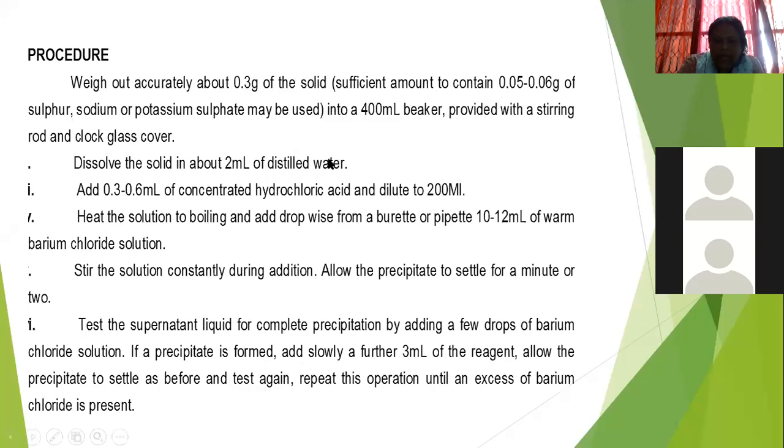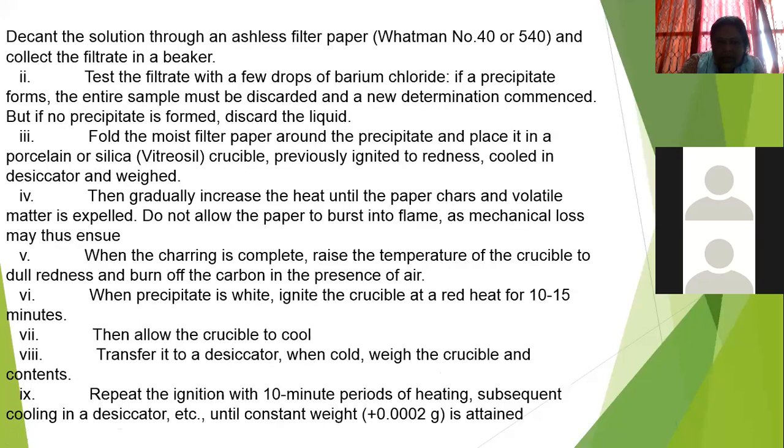Then what? Once all the sulfate is precipitated out, you filter it through the ashless filter paper, and then take out the moist filter paper. Then you will have to fold the filter paper and place it in a porcelain or silica crucible, previously ignited to redness, cooled in a desiccator and weighed.